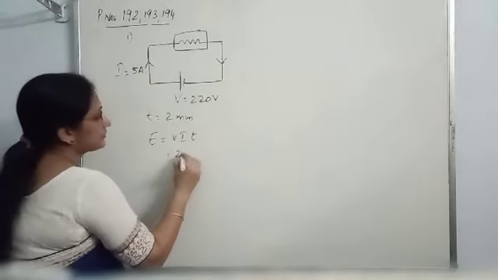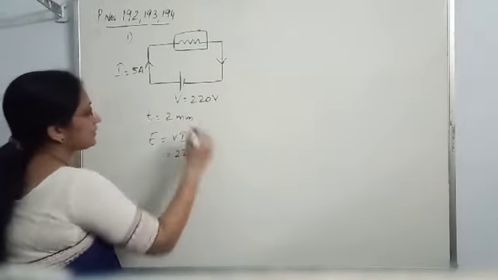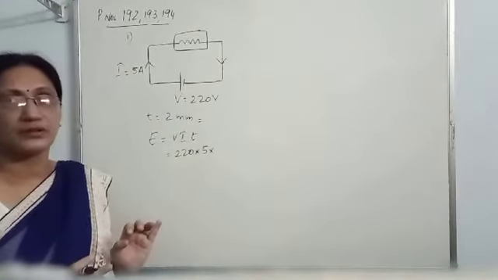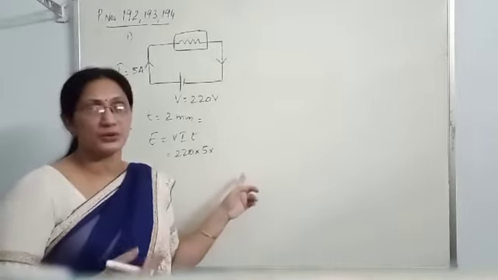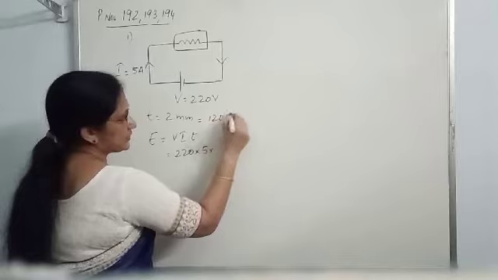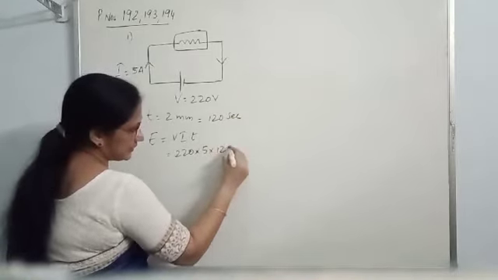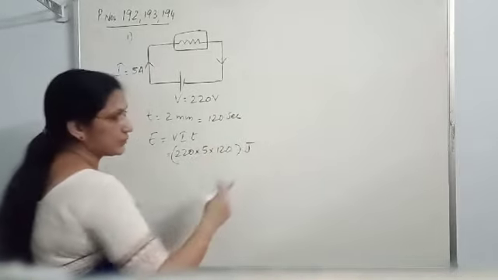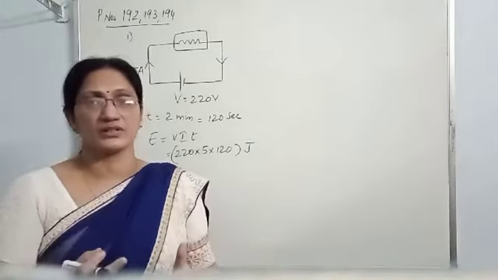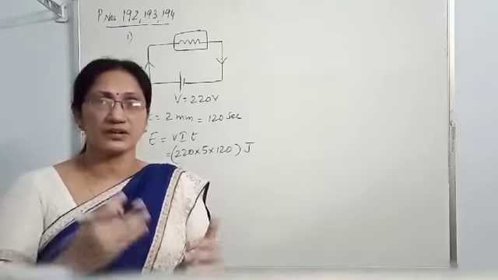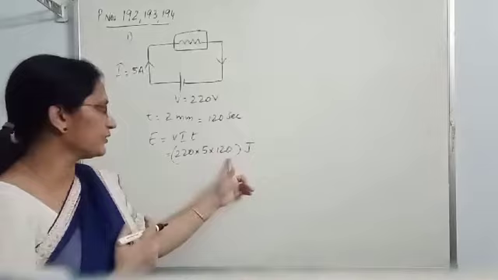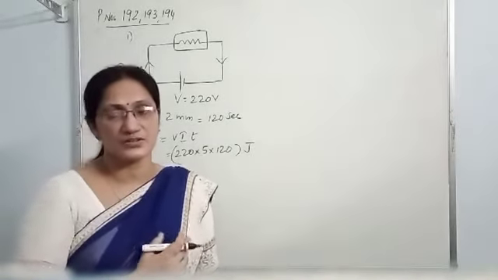V is 220, I is 5 ampere. Time should be in seconds, then you will get the answer in joule unit. 2 minutes means 120 seconds. So multiply here, and your answer will come in joule unit. In the previous numerical, since it was electricity bill calculation, we were calculating the answer in kilowatt hour unit. Here we have calculated the energy consumed in joules.